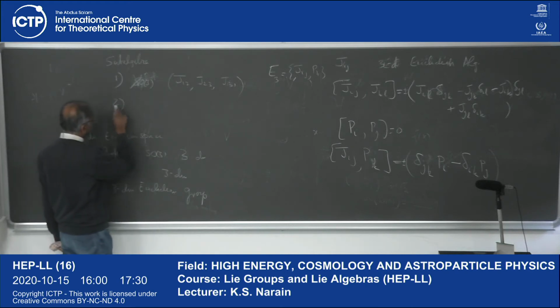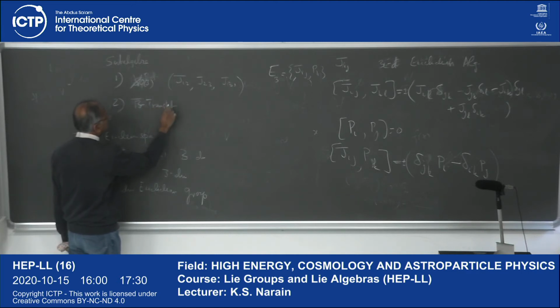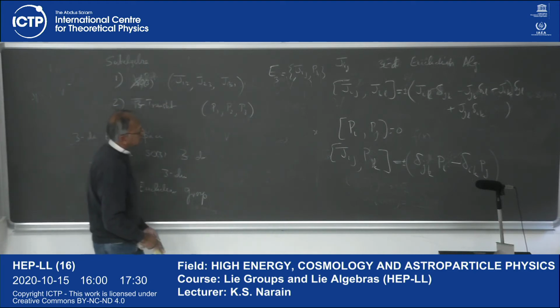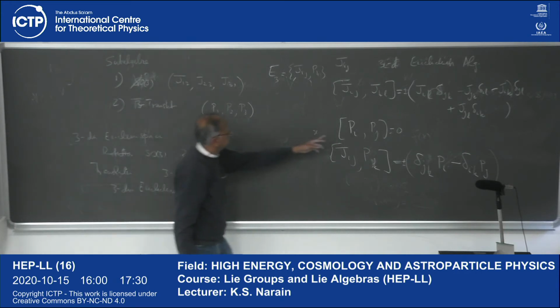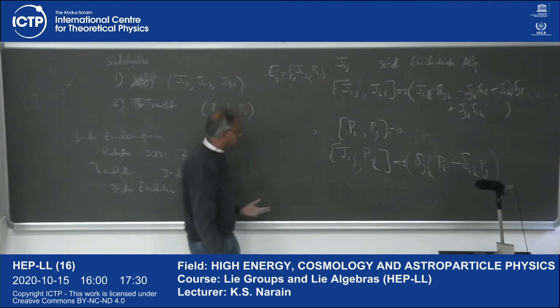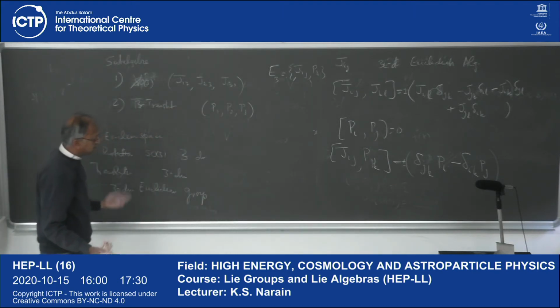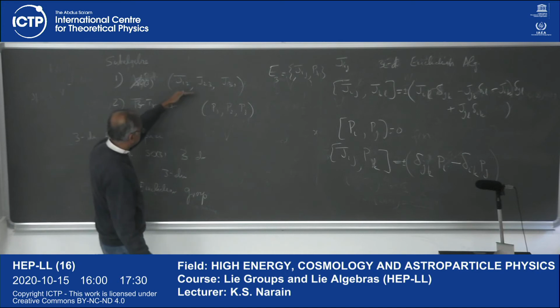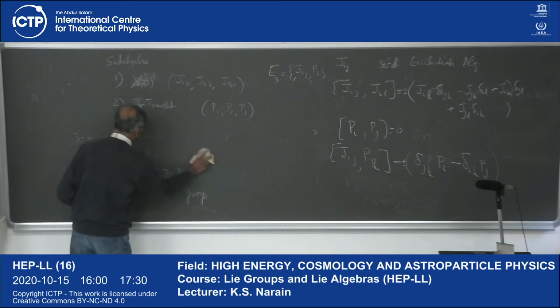Then the second thing, the 3D translation algebra, which is generated by P1, P2, and P3. This is also a subalgebra because P with P is actually 0. So it's just an abelian subalgebra. But now you ask the question, which of these are invariant subalgebras or not? So the question is, is it invariant?